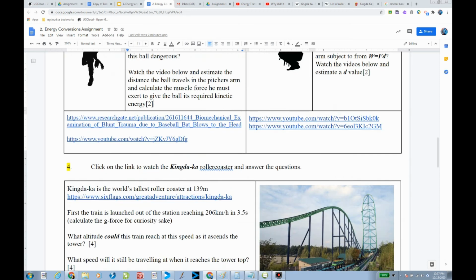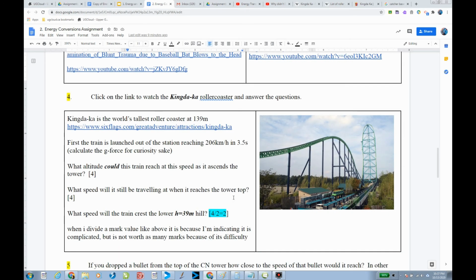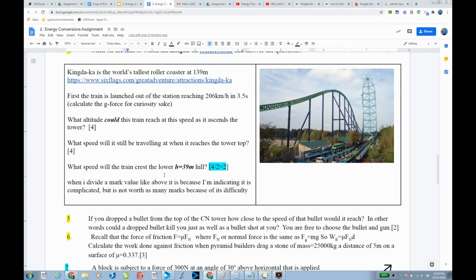The Kingda Ka roller coaster is the tallest in the world. The tower is 139 meters high, and this hill is 39 meters high. So I want you to watch the video. If you click on the website, they have a film clip of the ride on that roller coaster, and that will really give you a feel for what I'm asking you in the question. And so this roller coaster, unlike many others, starts on the ground, and they basically rocket power you up the first hill. So there's a little bit of a change. Watch the video and you'll understand.